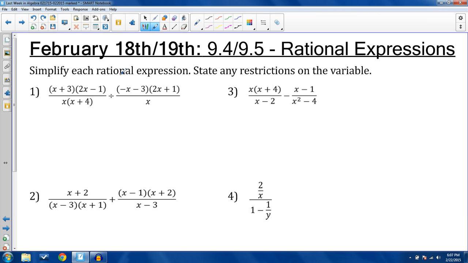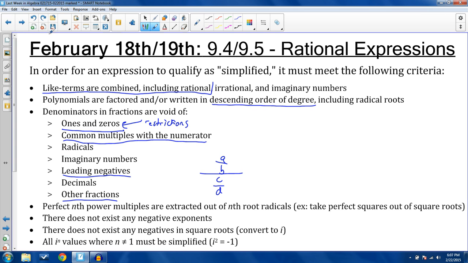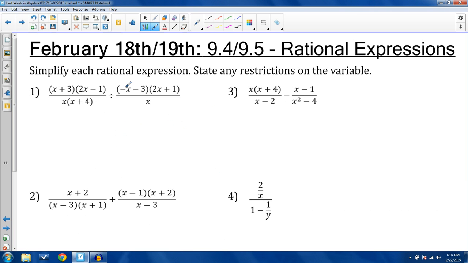Okay, let's do some. Simplify each rational expression, state any restrictions on the variable. So in terms of this, notice how we talked about common multiples. You want to factor out anything and get rid of any leading negatives as well. So there's a leading negative. Let's find a way to get rid of that. So let's practice factoring this entire guy as we can.